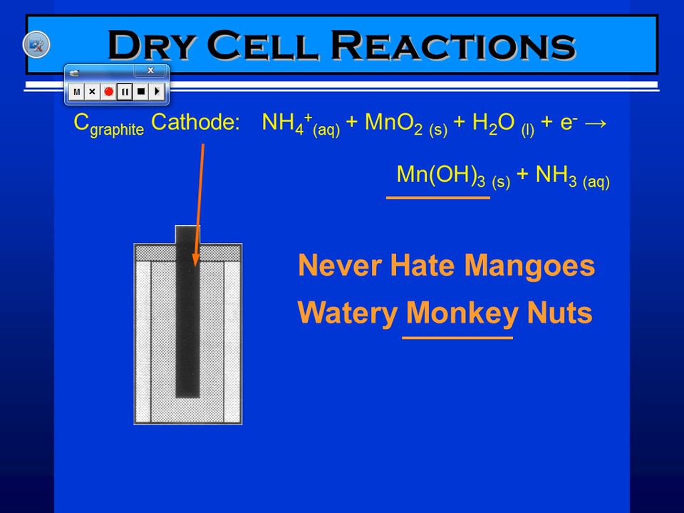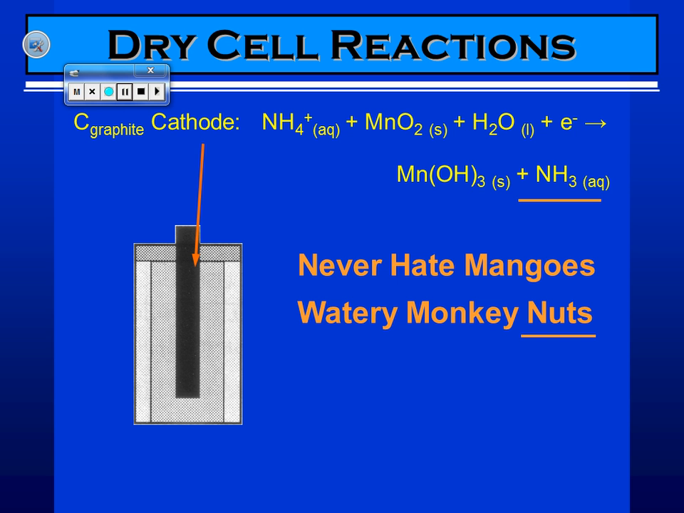Next you've got water E, and water E is just the water molecule and the electron, as in water E. Finally, you've got monkey, which is the manganese 3 hydroxide, and monkey rhymes with 3, that's how you remember that one. And finally, you've got nuts, because NH3 ammonia doesn't look like anything at all, but we thought nuts would fit in a little saying. So never hate mangoes, watery monkey nuts. That's the way that I remember the cathode reaction in a dry cell.